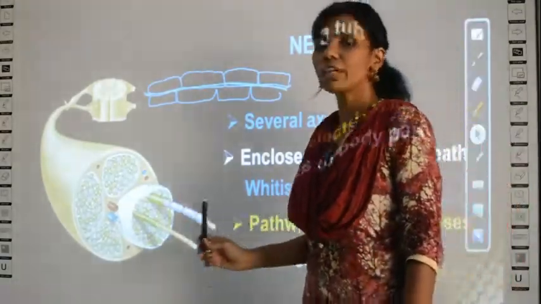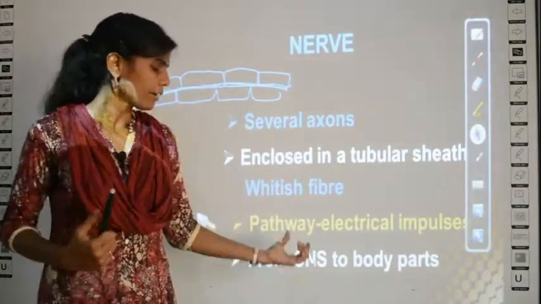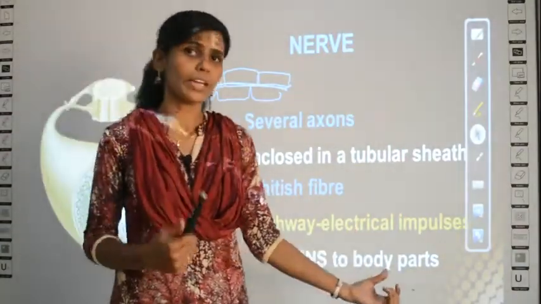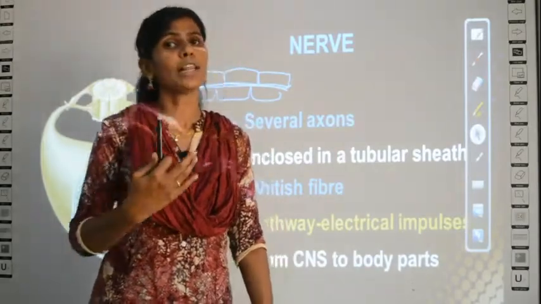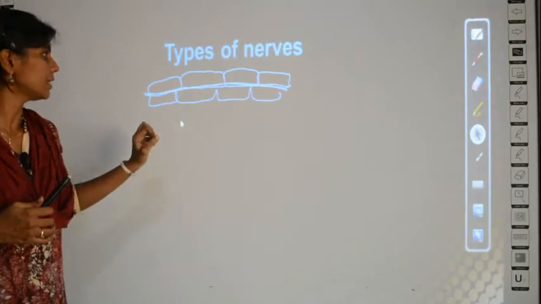And the function of a nerve is to carry the electrical impulses from where to where? From the central nervous system, that is the brain or the spinal cord, to all the parts of your body. Clear? So this is about the nerves.